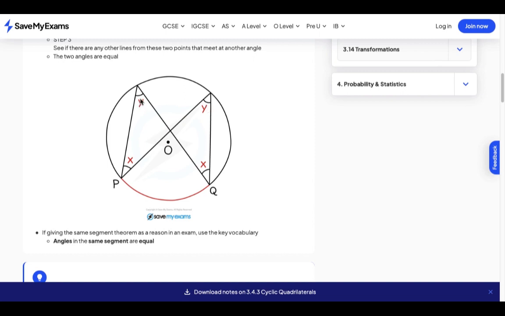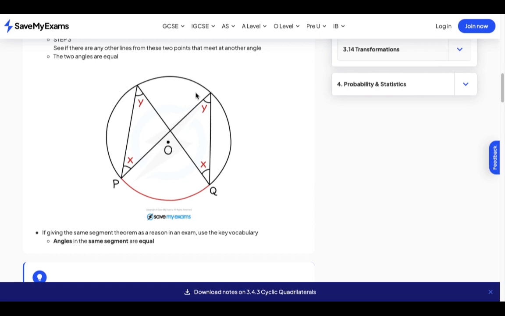This is y, meaning they are equal. This is x, meaning they are equal. Whenever we have this, they are equal. Is that okay? So the angles sharing one arc are equal. They are sharing this arc, but they are not on this line.